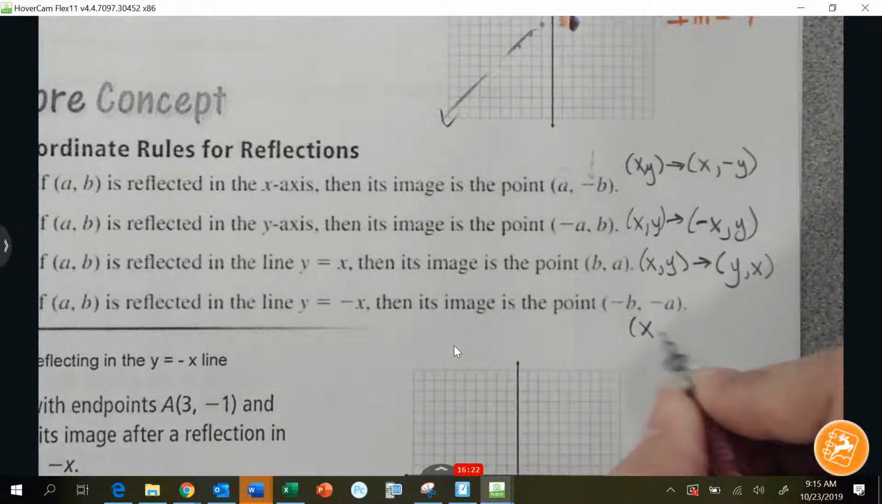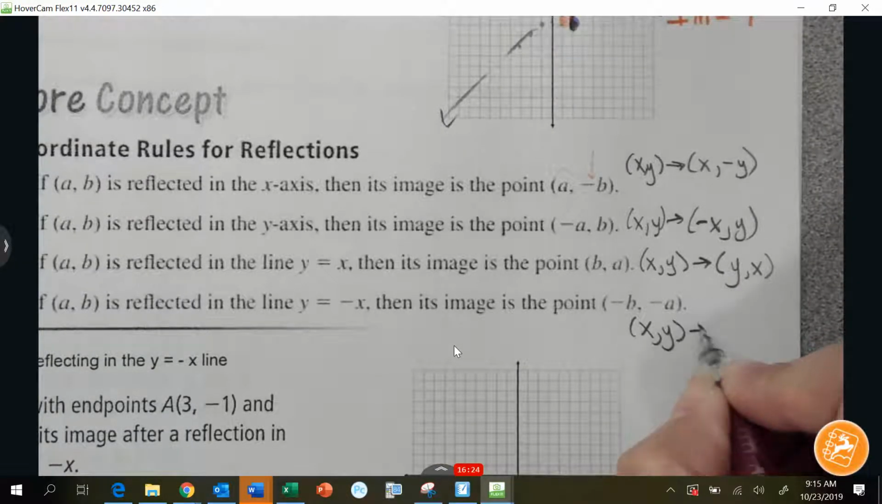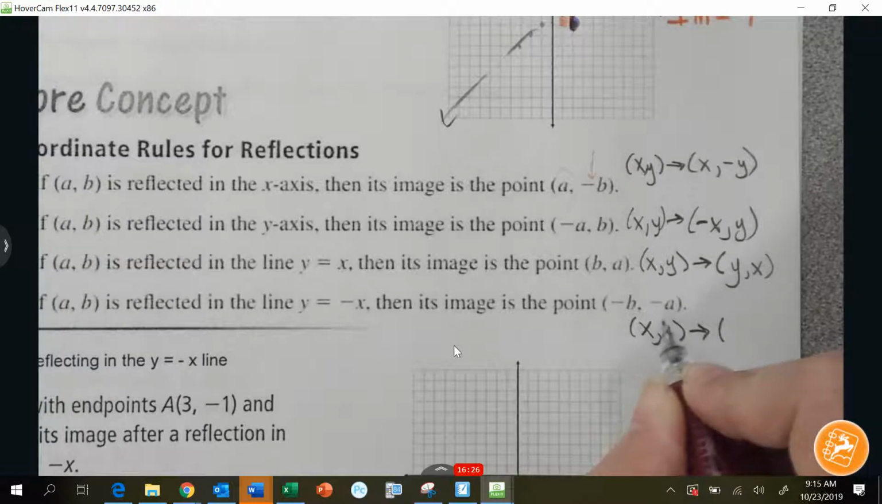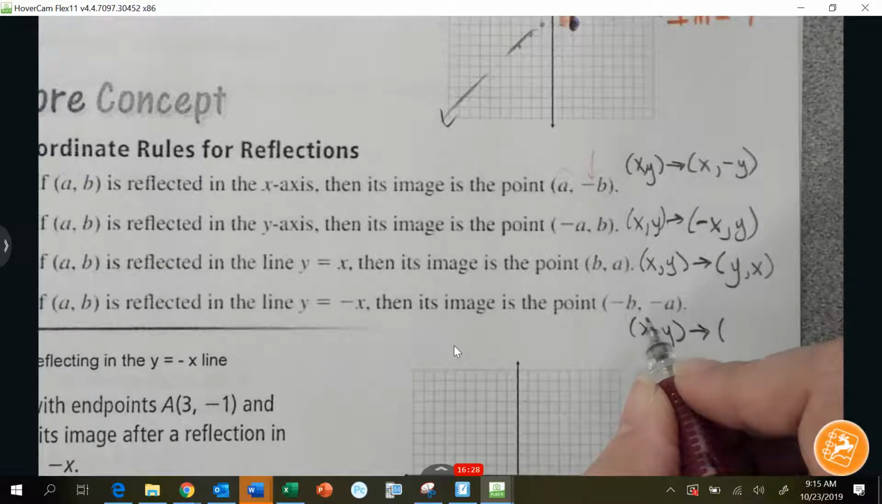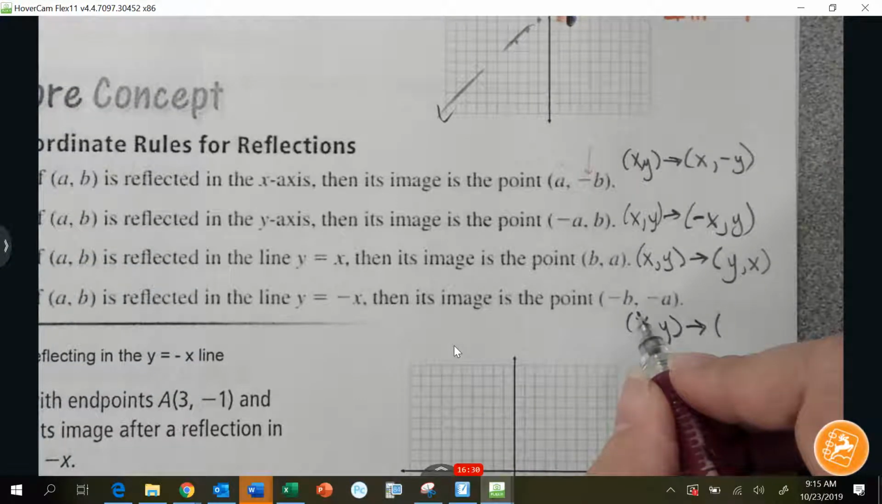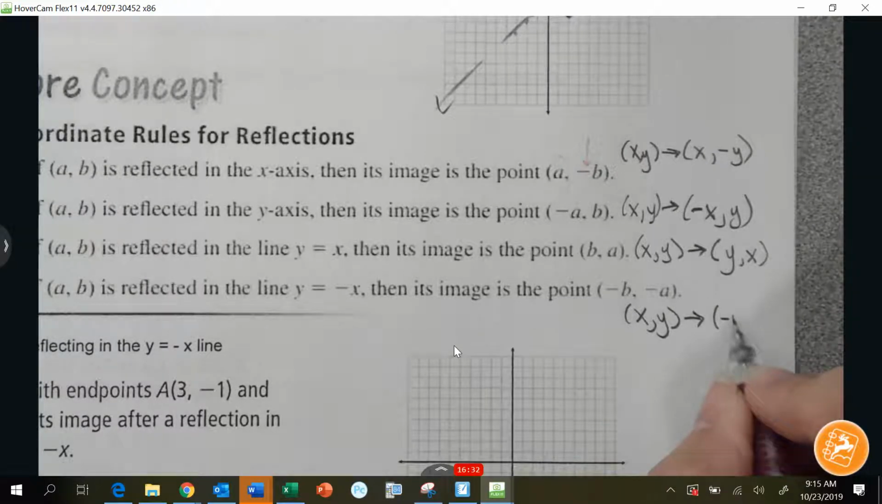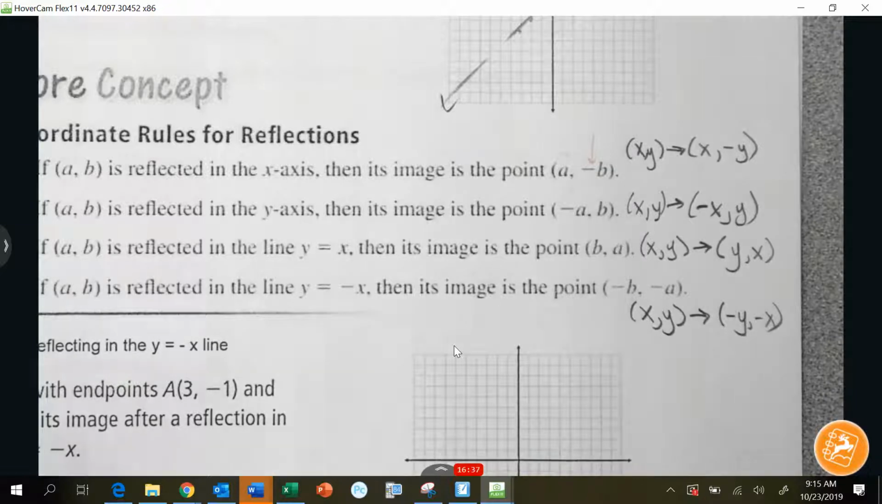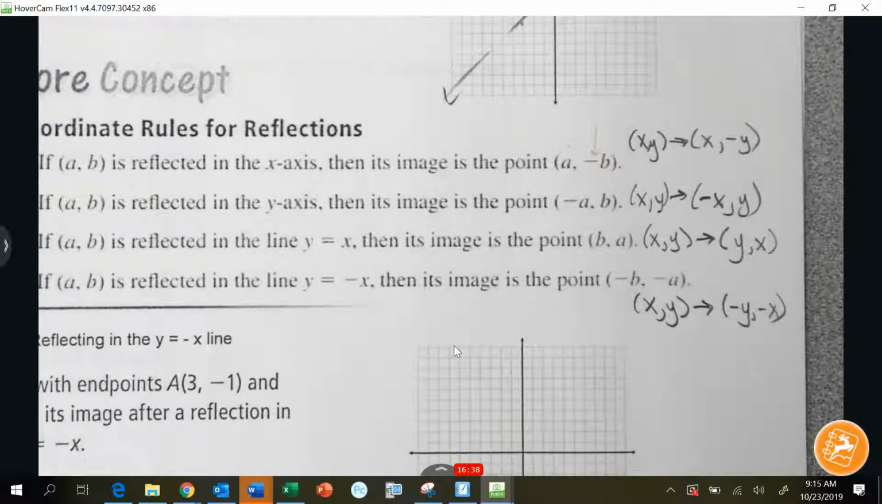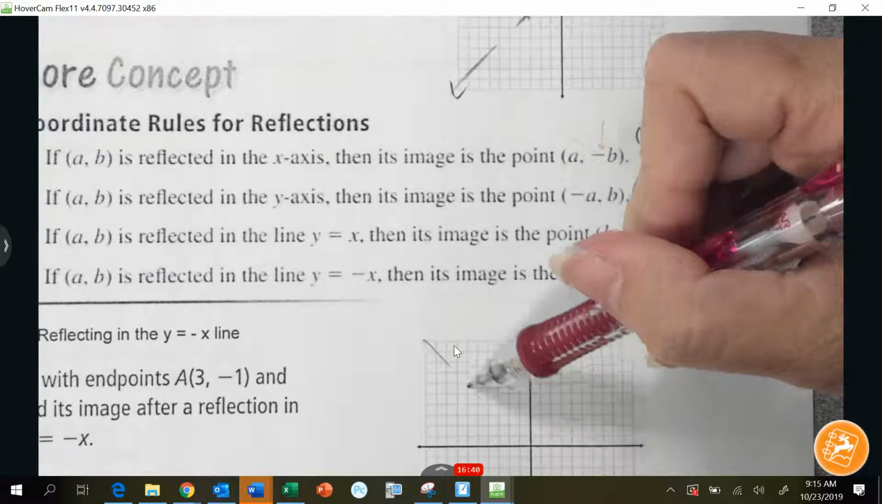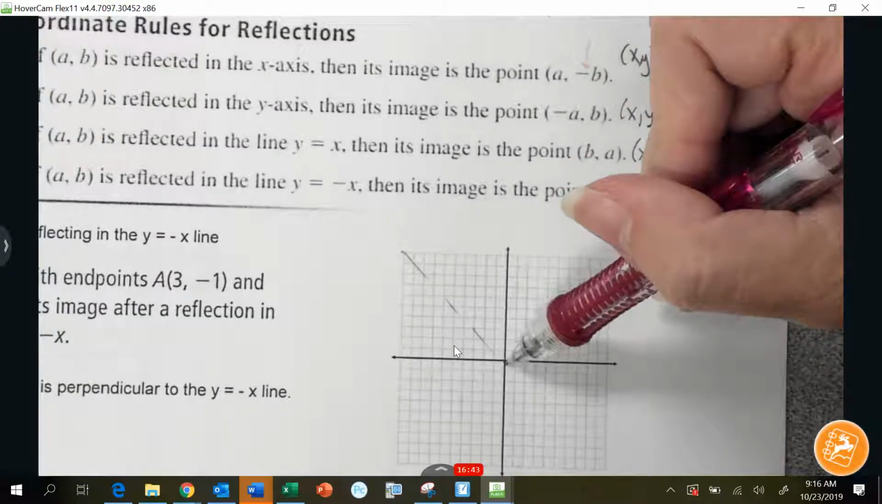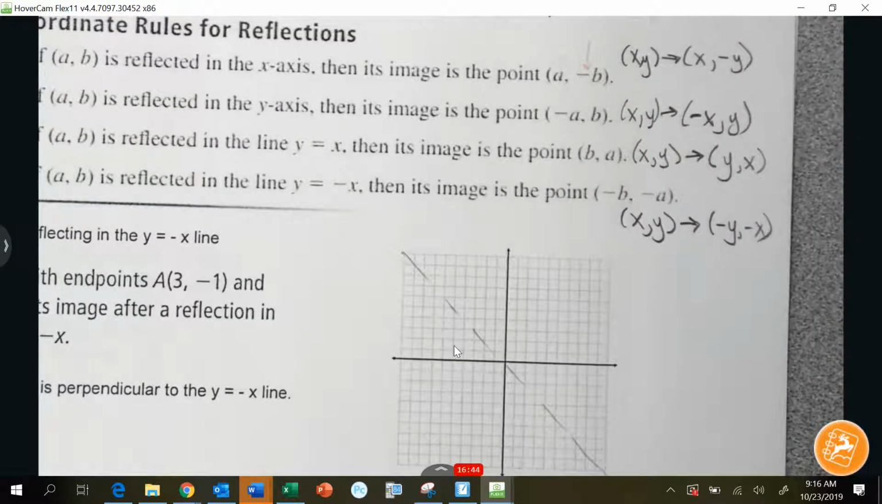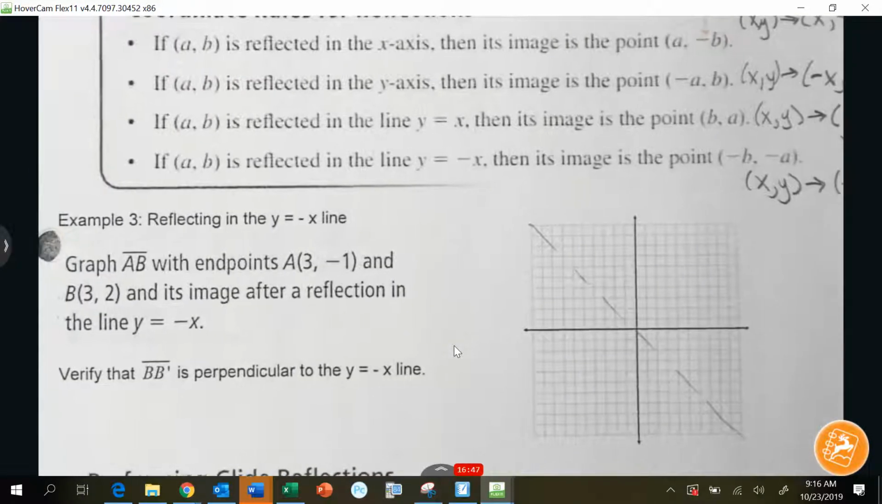And then reflect in the line y equals negative x. If I have (x, y), look what happens. The a and the b change, and they switch their signs. So I will have (negative y, negative x). Okay, so this is the y equals negative x line. It goes down instead of up.